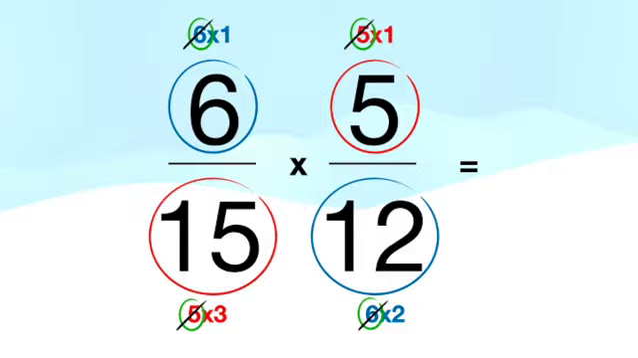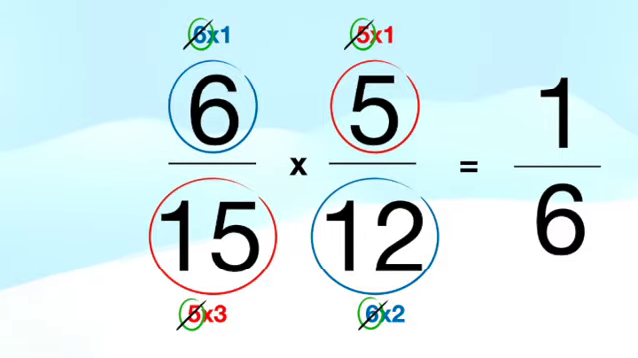Well, then you notice that in the numerators you have 1 and 1 left, and in your denominators you have 3 and 2 left. So those are the things you multiply. 1 times 1 is 1, and 3 times 2 is 6. So the answer is 1/6. And you did it by simplifying in advance.